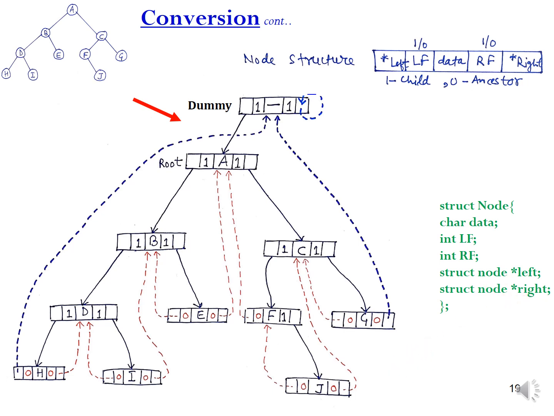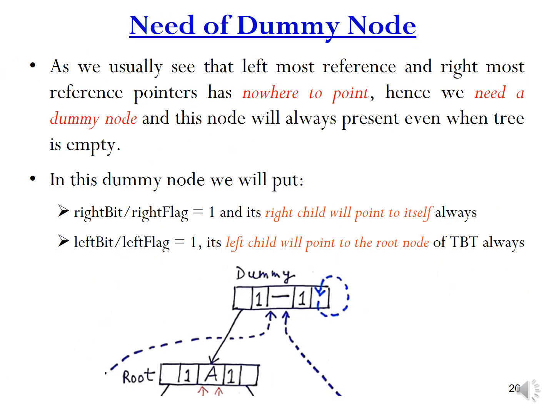We have seen the importance of this dummy node. Now we will elaborate why we need this dummy node. As we usually see, the leftmost reference and rightmost reference pointers have nowhere to point because they do not have an in-order predecessor and an in-order successor. Hence we need a dummy node, and this node will always be present even when the tree is empty. Moreover, in this dummy node the right flag is 1, and its right child will point to itself always.